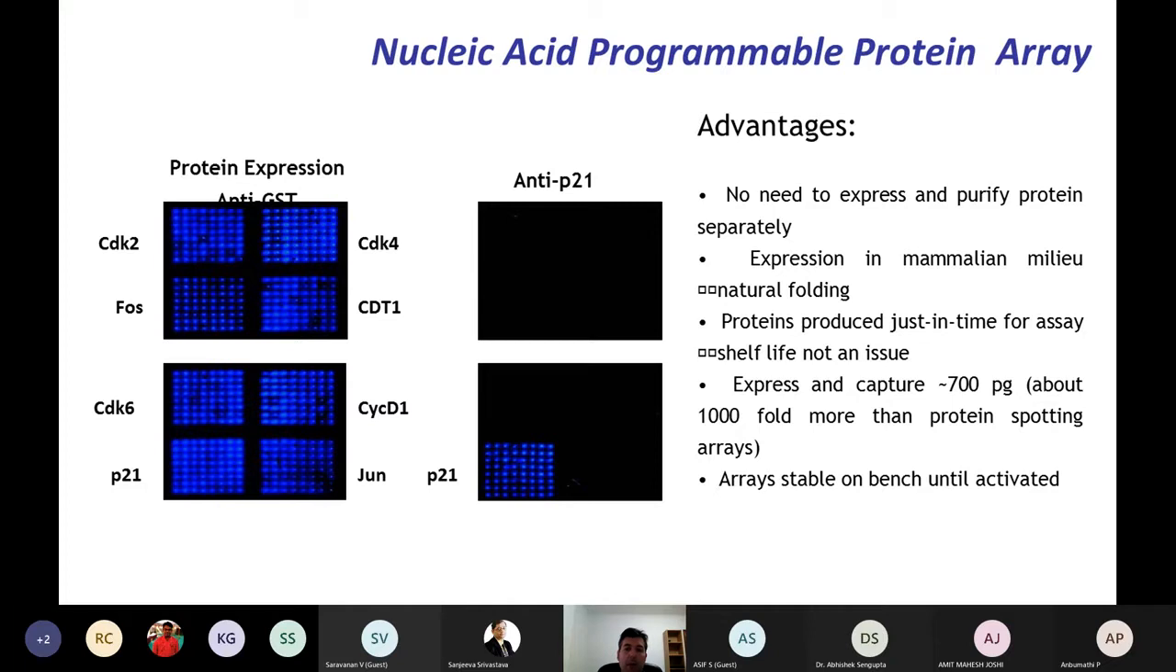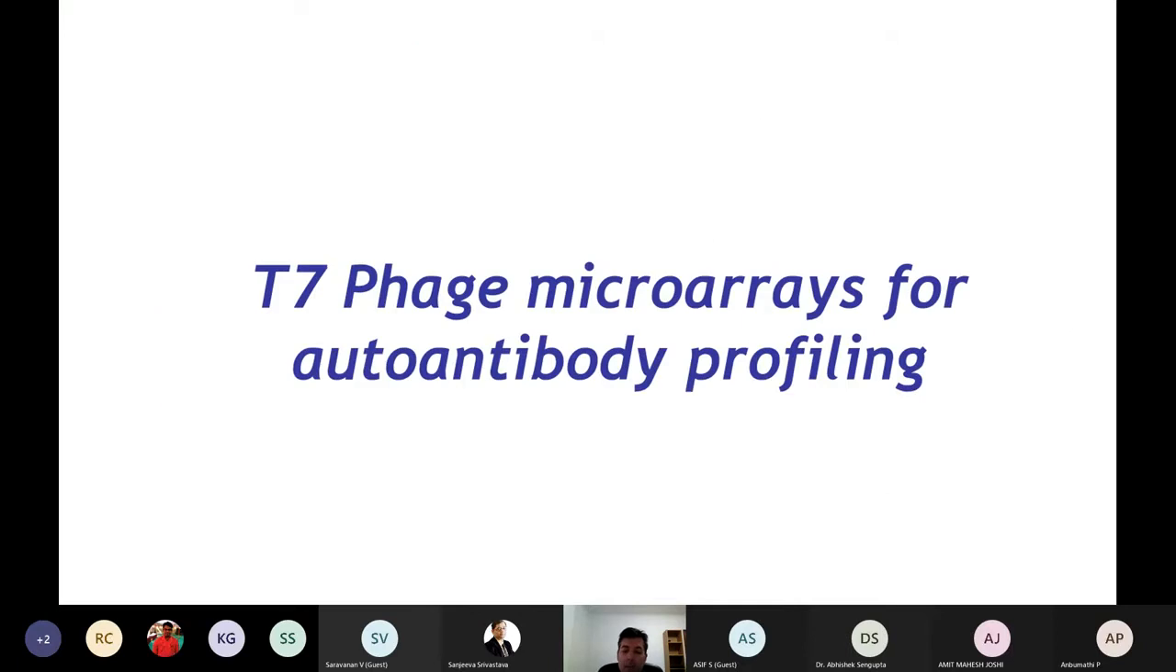The expression is in a mammalian milieu, because the cell-free system that is used to activate the array is a reticulocyte or HeLa cell lysate. So the expression in a mammalian milieu assures natural folding. The proteins are produced just in time for the assay, and they are expressed and captured in each circle of the array in an amount of 700 micrograms, median, which is about 1,000-fold more than protein spotting arrays. And the other advantage is that the arrays are stable on the shelf until activated, in contrast to protein microarrays that usually need to be stored at -20 or -80 prior to use in the applications.